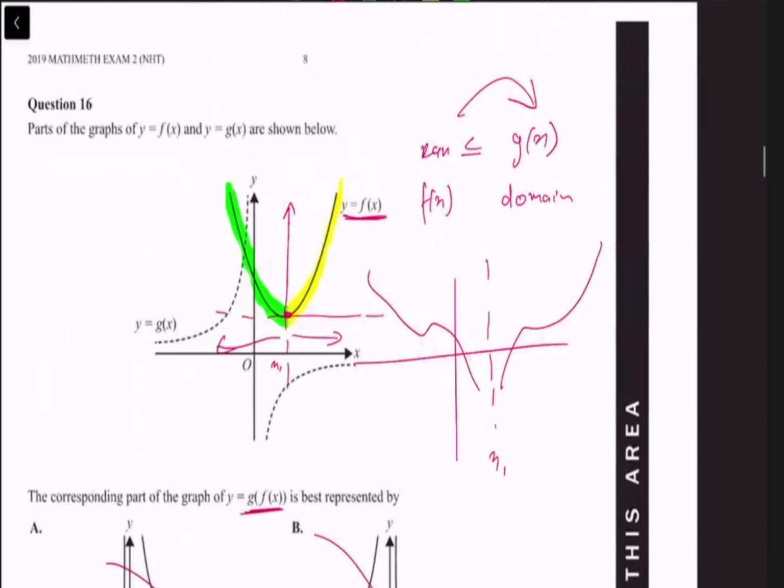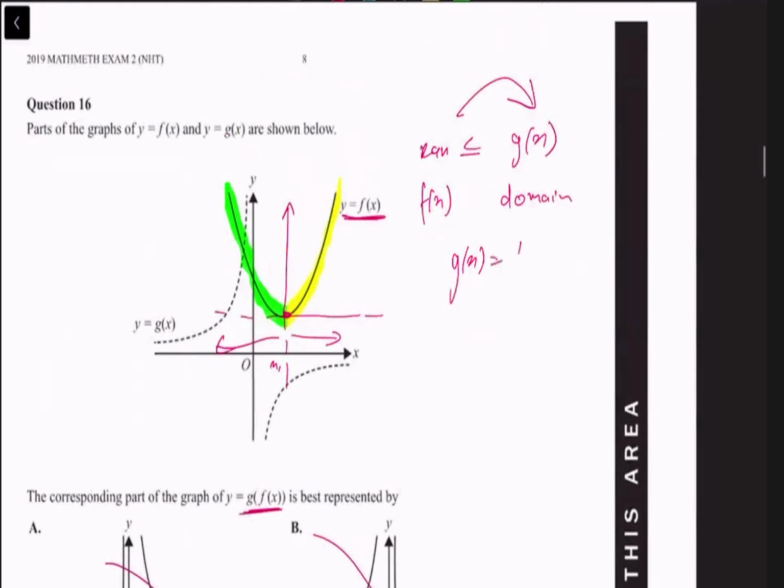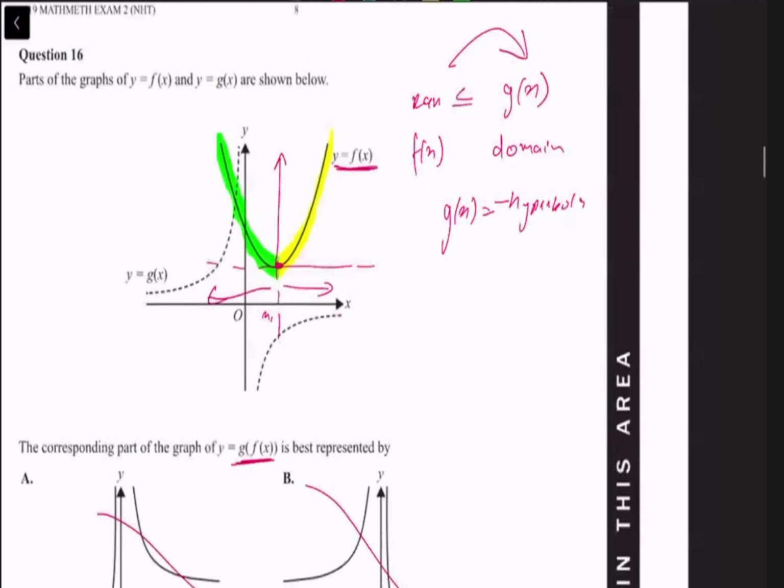So you can see that g(x) is like a hyperbola, and you can see it's a negative hyperbola, sorry. And you can see the range of f(x), I guess, is from like, maybe this is alpha, where alpha is greater than 0.